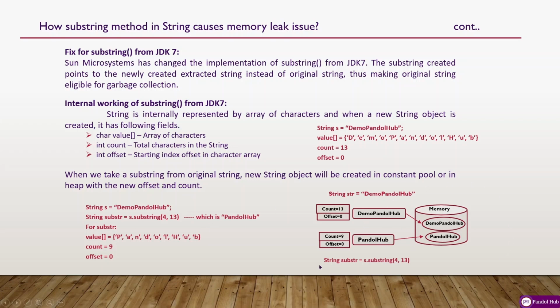Depicted in the diagram, we have the string pool with two different values, one the original string and the other the substring. Both refer to two separate objects. Even if the reference is marked null, the source string is very well eligible to be garbage collected, and the substring doesn't have any reference to the original source string after this fix.